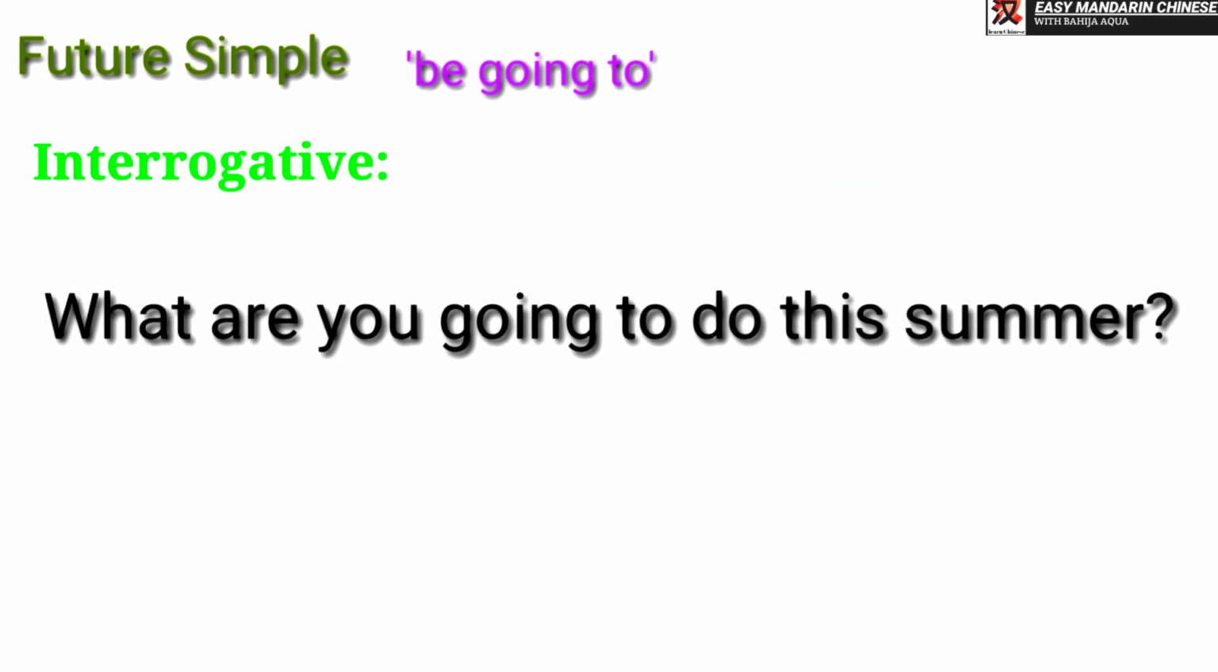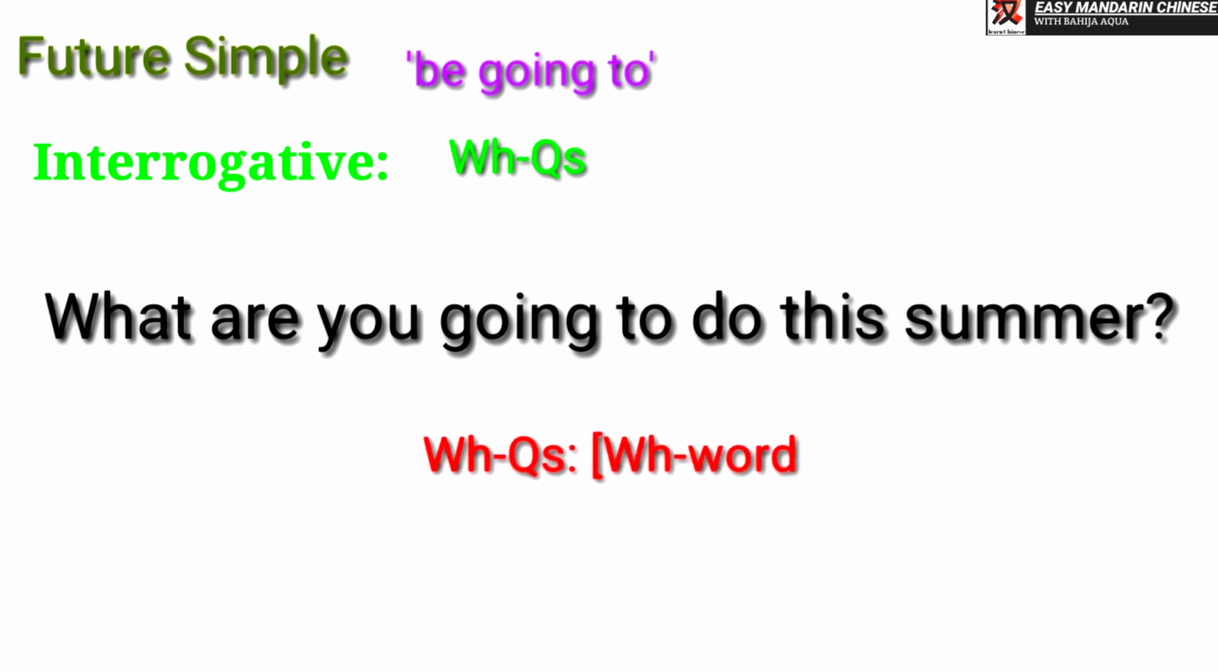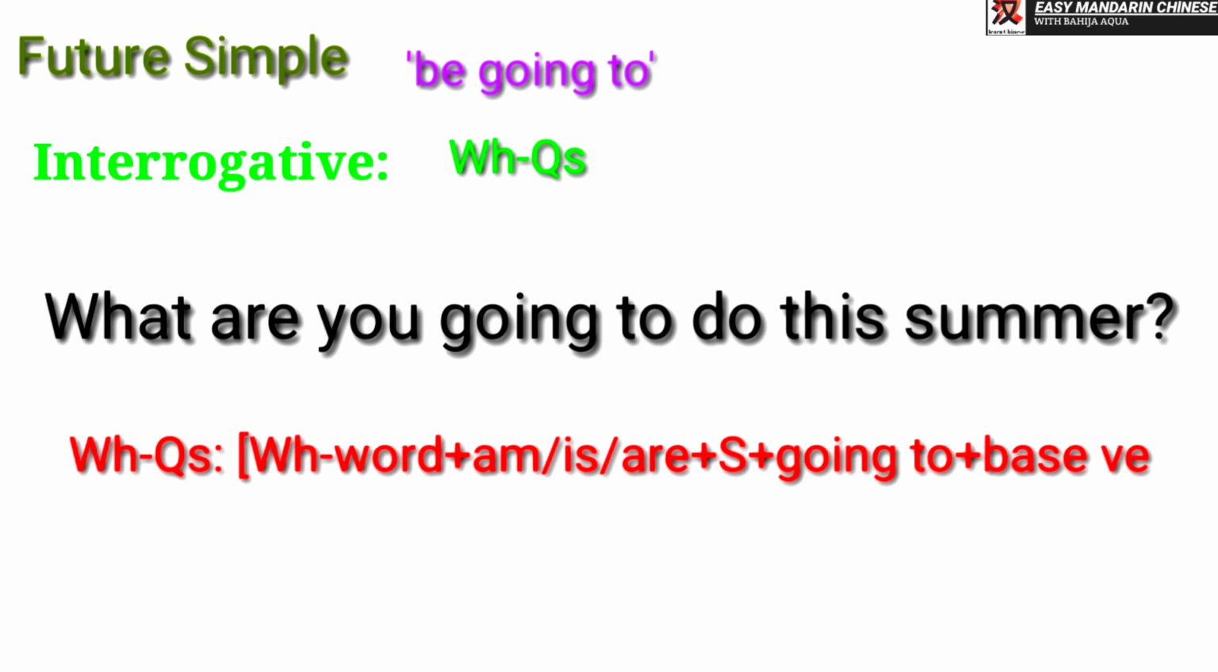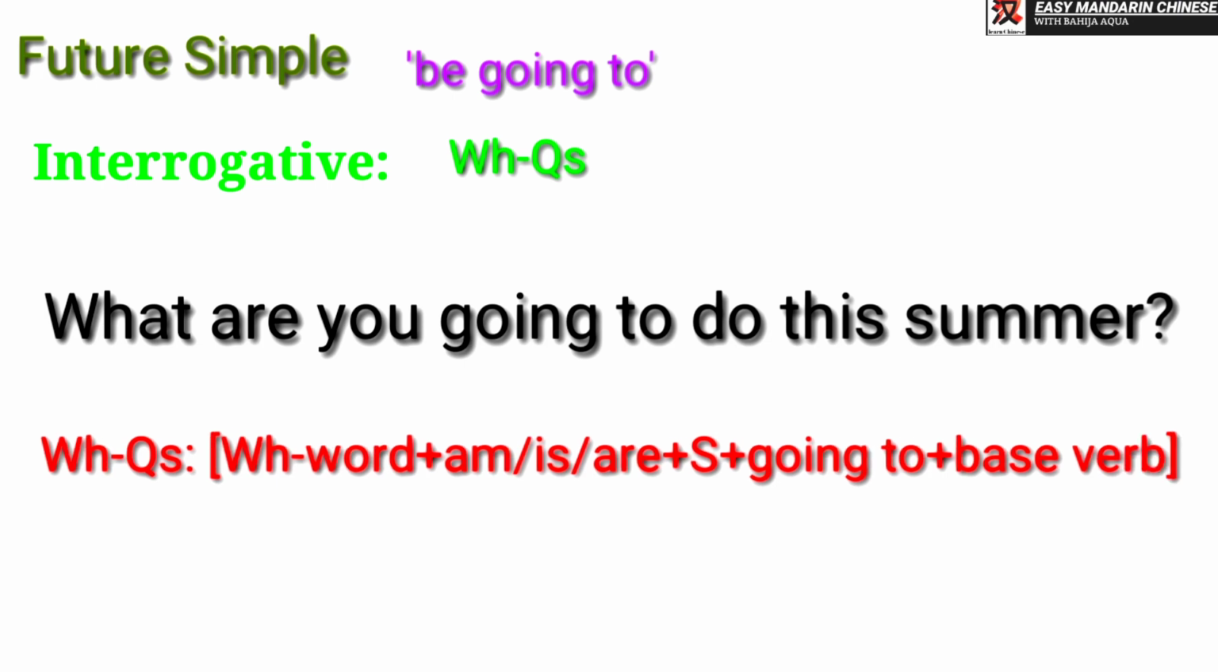What are you going to do this summer? So this is a question with WH word. So the form goes like WH word plus verb to be, am, is, or are, plus subject, plus going to, plus base verb.